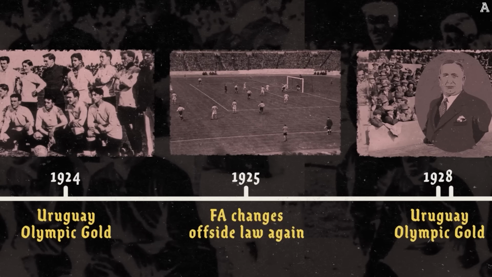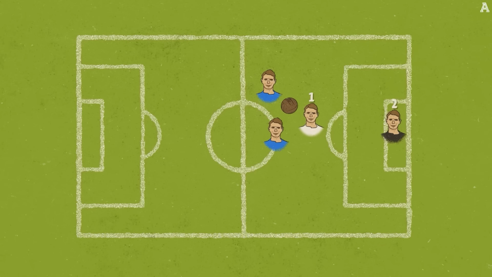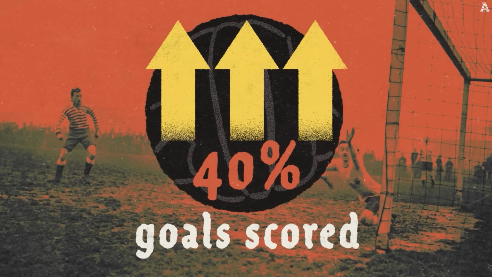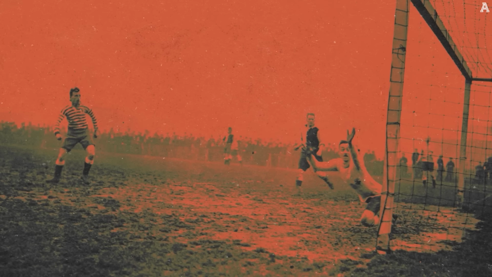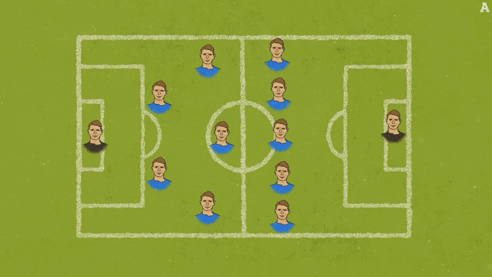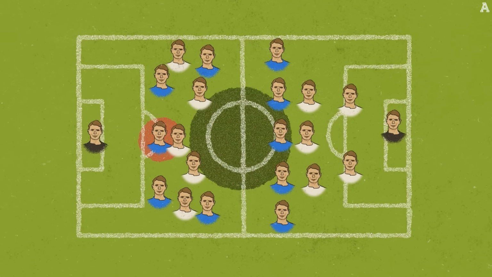So the FA took action, and in the summer of 1925, they changed the offside law again, so only 2 defensive players were required to play a forward onside. The result was a 40% increase in the number of goals scored. Now in that sense, the amendment was a success, but there were also a few unintended consequences. A number of teams responded by withdrawing the centre-half to mark the opposing centre-forward. That, though, left a shortfall in midfield.